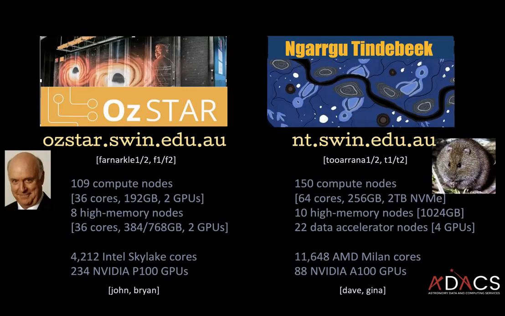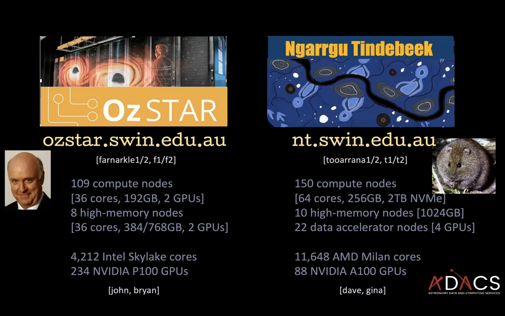Then there are 8 high memory nodes, which have the same specifications, just more RAM, 384 or 768 gig, for data-intensive jobs where you need to load up large data sets. In total, there's 4,200 or so Intel Skylake cores and 234 NVIDIA GPUs on the OzSTAR system. The nodes' names are John 1, 2, 3, etc. for the standard compute nodes, and Brian for the high memory nodes, though you don't necessarily need to know that.